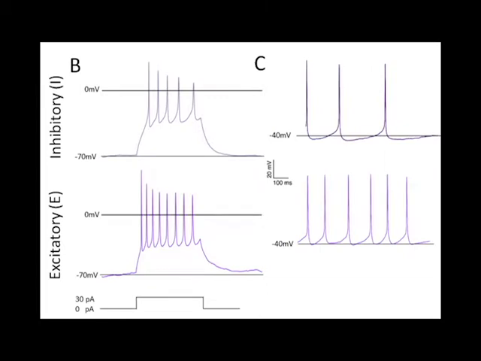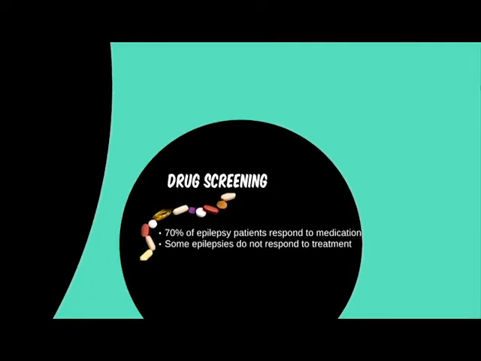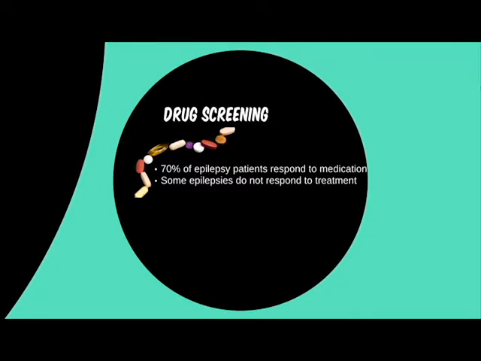After we have the neurons in a dish, we can study how they behave. This is an example of how neurons communicate via action potentials. 70% of epilepsy patients respond well to medication. However, there are some patients who do not respond to treatment. We can use iPSCs to screen novel drugs and find better treatments for patients who do not respond well.